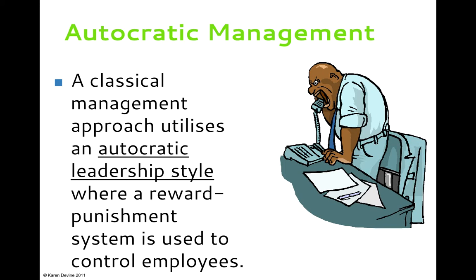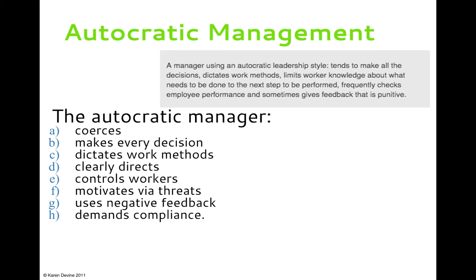The last section of the syllabus asks you to look at autocratic leadership style, where we look at this reward and punishment, or reward and consequence, system, and it is a way of controlling employees or trying to create a certain type of behaviour result. So a manager using an autocratic leadership style will make the decisions, will dictate work methods, will limit worker knowledge. Workers will not be involved in the decision-making process. If they do give feedback, it's punitive, it's not meaningful. So they make decisions, they control workers, they use motivation but through threats, they use negative feedback.